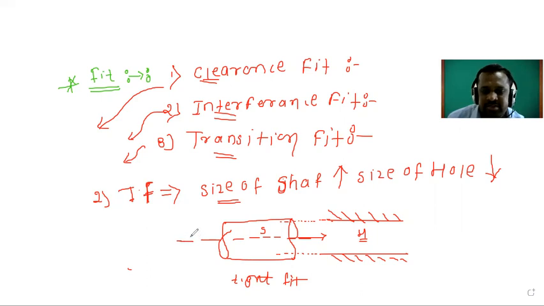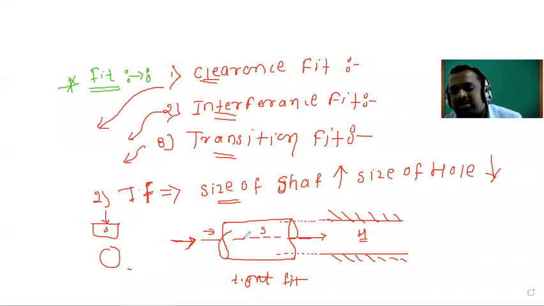To achieve that interference fit, it is necessary to apply force to that shaft. Means we can use a hammer. Suppose this is the hole and this is the shaft. In this condition it is required to apply force on that shaft with the help of the hammer. You take a hammer and strike the shaft, and because of that force the shaft will be inserted.